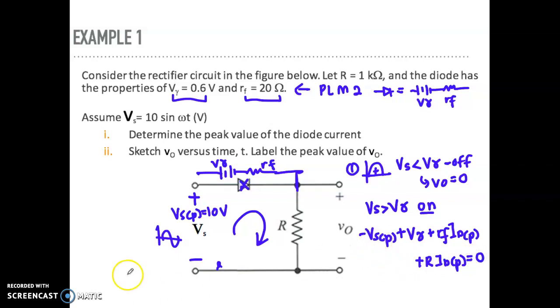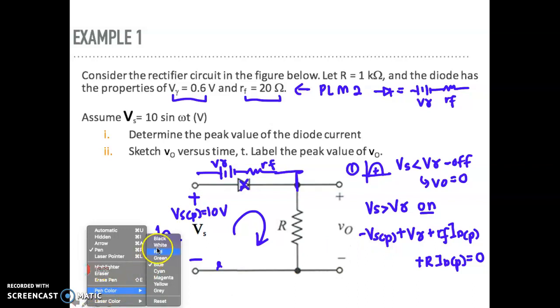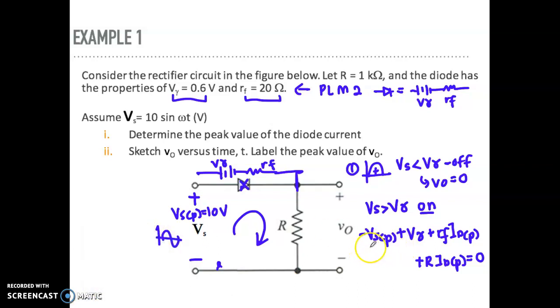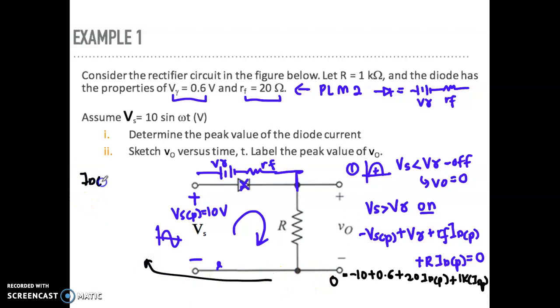So do you know your Vs value? So your Vs value here is 10 volt, minus 10. Your V gamma is 0.6. Your RF is 20. You don't know your ID peak. And you are given R is 1K. And again, you don't know your ID peak equal to 0. So this is one unknown, one equation. So you can solve for your ID peak value. Okay. So this is at the positive cycle.